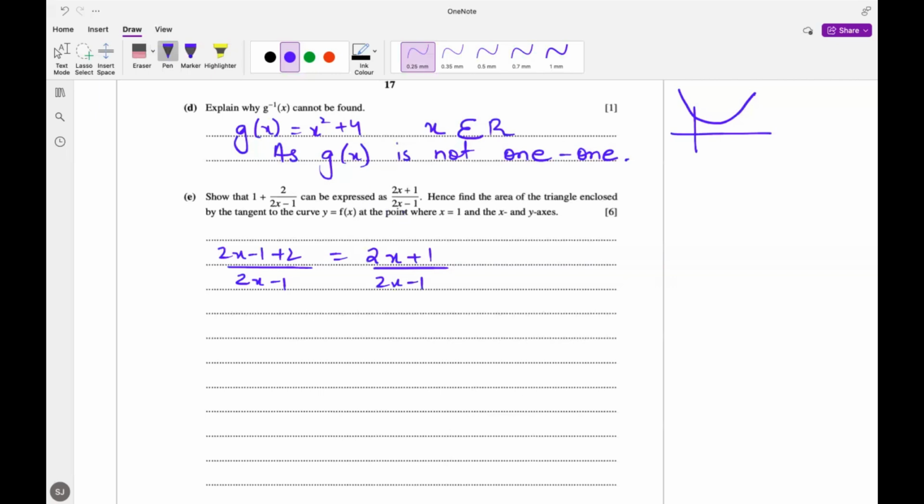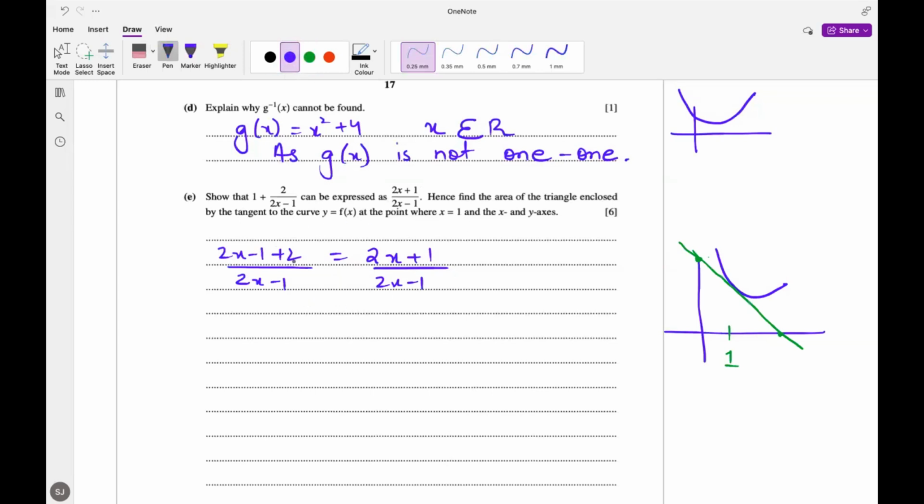Now in the second part, it says, hence find the area of the triangle enclosed by the tangent to the curve y equals f of x at the point where x equals 1 and the x and y axes. To understand this, we'll make a graph over here. Let's say this is the graph and the tangent to the curve at this point, which is x equals 1. If I make a tangent like this at x equals 1, to find the area enclosed, we'll first find the equation of the tangent, find the points at which it crosses the x and the y axes, and then use half base times height to find the area.